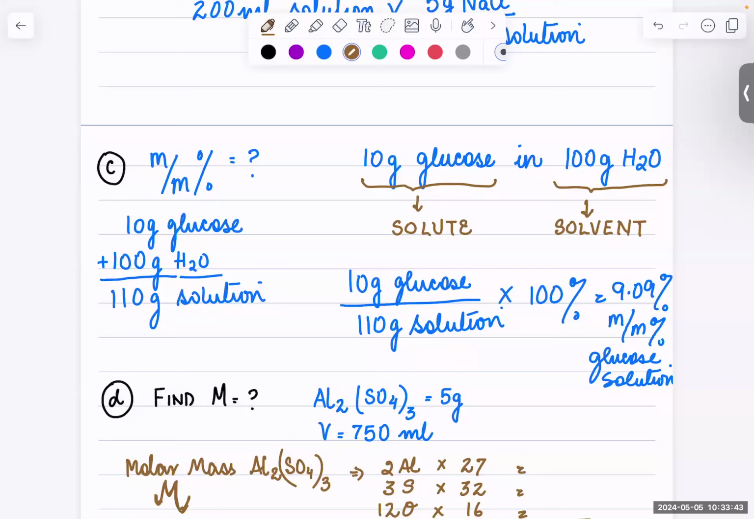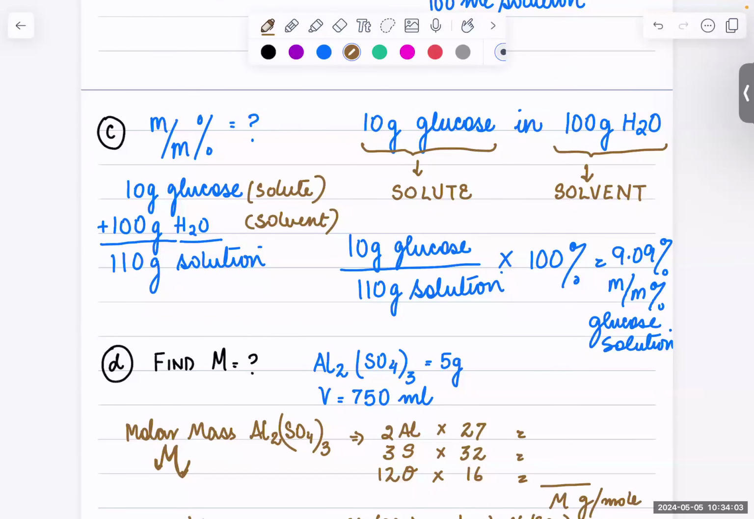So mass by mass, you are going to add. The glucose is the solute and water is the solvent. So solute plus solvent gives you the solution. Okay. So you take the 10 grams of glucose over 110 grams of the solution times 100%. So 9%. So this is how you get it.